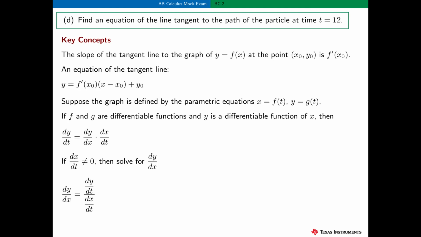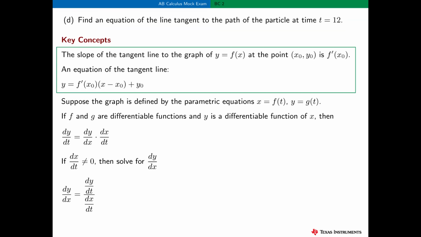In Part D, we need to find an equation of the line tangent to the path of the particle at time t equal 12. The key concepts here are, first, the equation of a tangent line to a curve at a point, and second, finding the slope of a curve described parametrically.